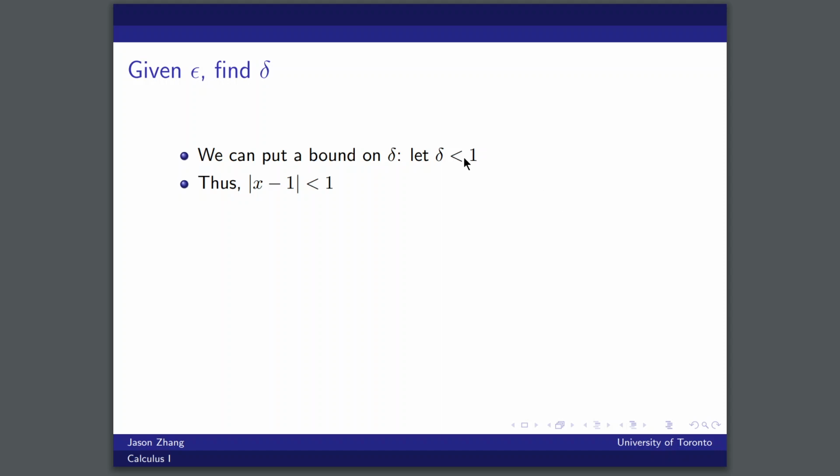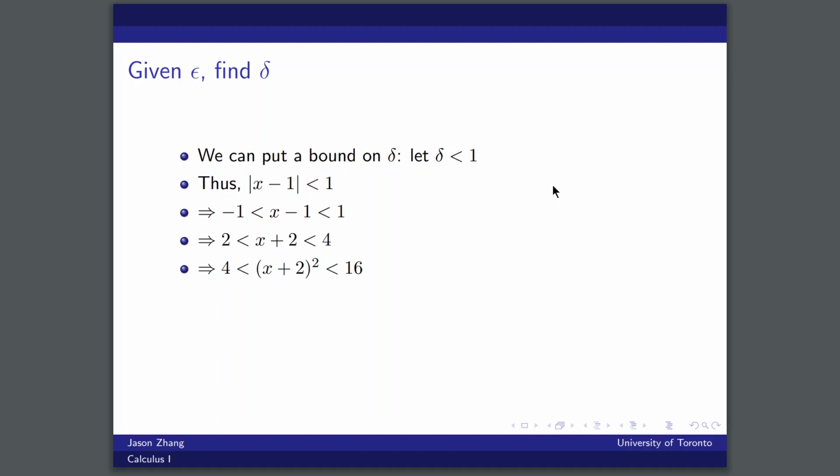So we can say because delta is less than 1, the absolute value of x minus 1 should also be less than 1, which implies that x minus 1 is between minus 1 and 1. Just adding 3 to this entire line, we find that x plus 2 is between 2 and 4. Squaring everything, we find that x plus 2 all squared is between 4 and 16. And the reciprocal would be between 1 over 16 and 1 over 4, which shows that this whole expression, 1 over (x plus 2) squared, is less than 1 over 4.